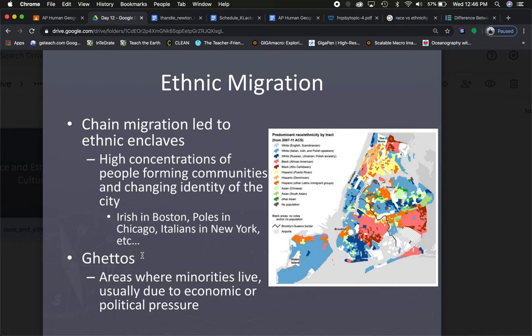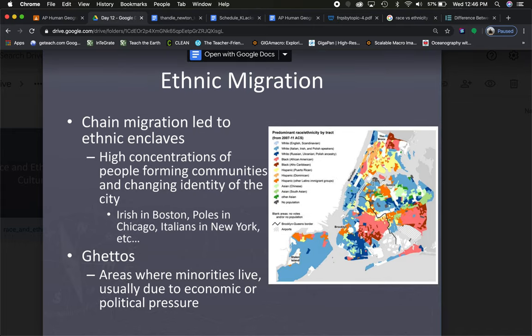A big thing, this is a map of New York, right? Brooklyn, Queens, Manhattan, the Bronx. And a big part of this idea of ethnic migration is relating to chain migration, right? High concentrations of people form communities and they maintain their identity, right? They maintain their ethnicity, and they actually end up changing the identity of the city, right?